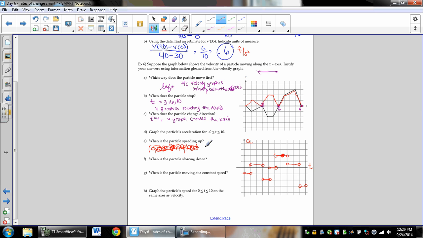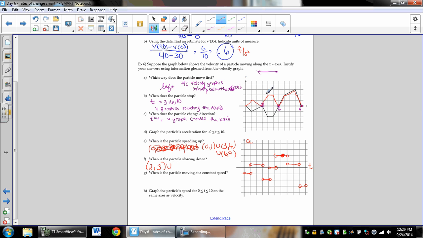Sorry, I made a mistake. 0 to 1, sorry, 3 to 4. There we go. And 6 to 9. When is it slowing down? Well, it's slowing down when the speed graph is decreasing, which is going to be 2 to 3.